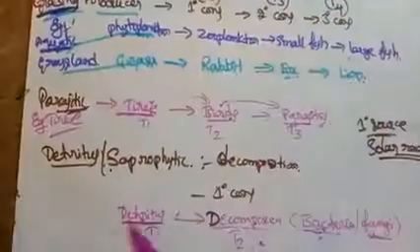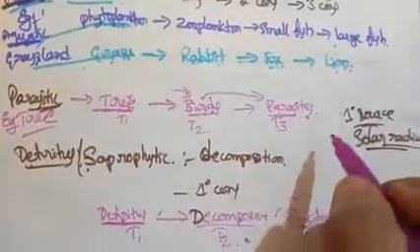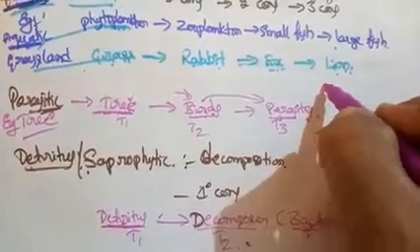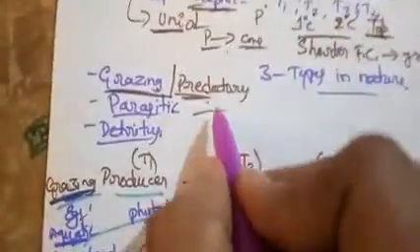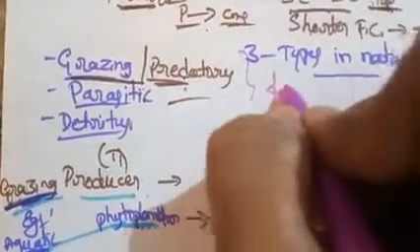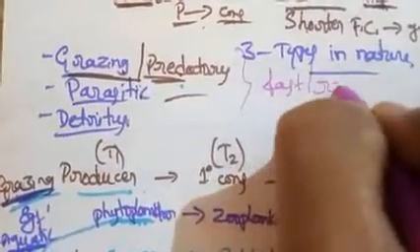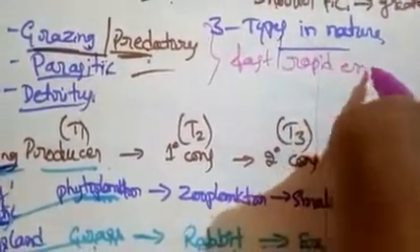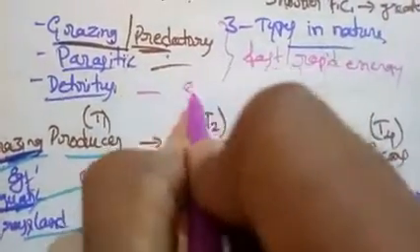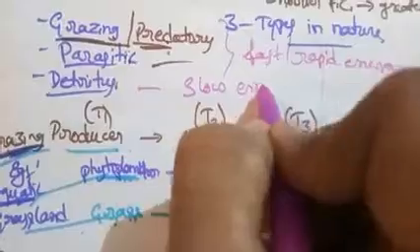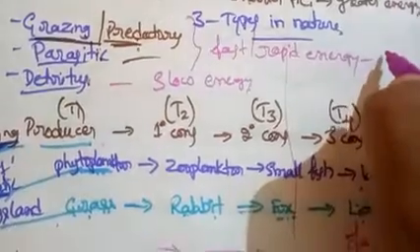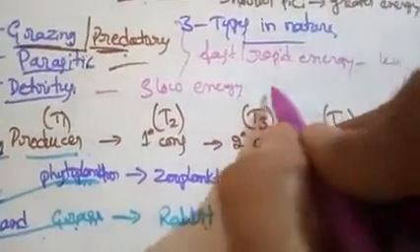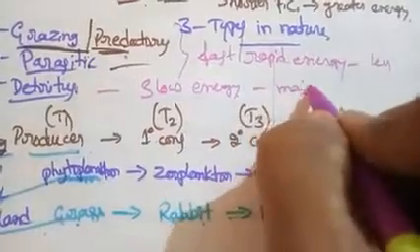But what is the major difference between detritus and these two, grazing and parasitic? Here the conversion of energy is very fast in grazing and parasitic, the rapid movement of energy takes place, whereas in the detritus food chain the movement or conversion of energy is very slow. But here the energy availability is less at a time, yet it has the major magnitude of energy.